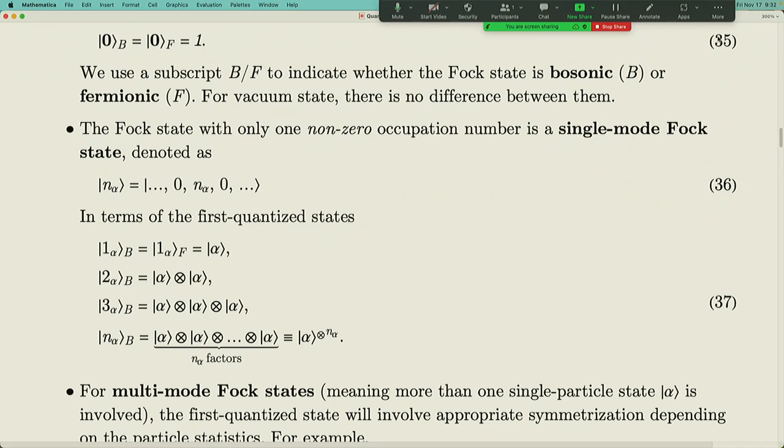So now, for fermions, you can't go further. You can't have 2 fermions occupying alpha. But for bosons, you can continue moving on. You can have 2 bosons occupying alpha. Then the state is like you have a particle in alpha and another particle in alpha. So you need to tensor product them together. And then in the first quantized language, we will interpret this state as the first particle occupying alpha, and the second particle also occupying the alpha state.